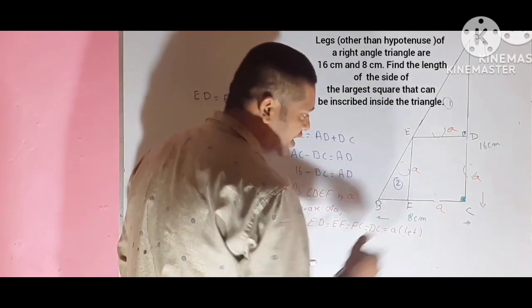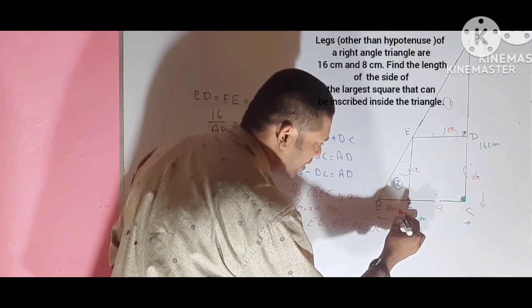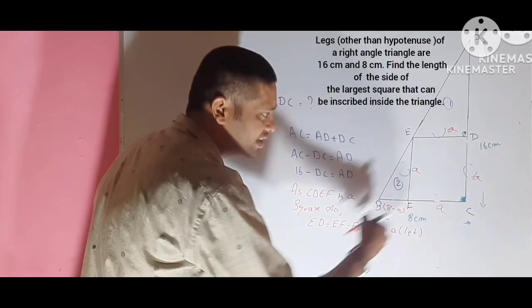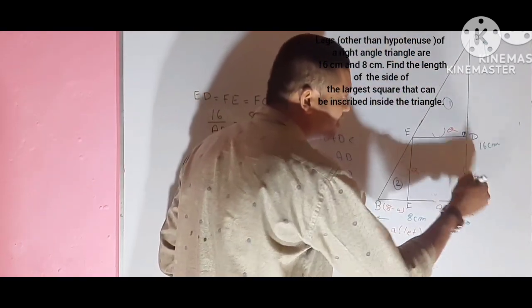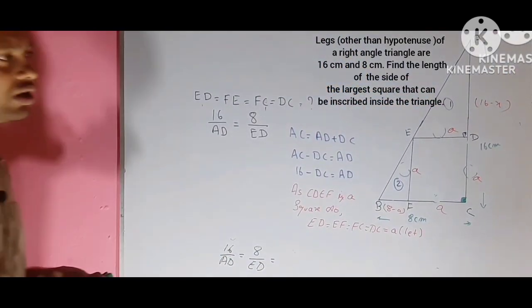Now in case this is A, how much will this be? Total is 8, so this will be 8 minus A. Total is 8, so this is A. This is 16 total. If this is A, this will be 16 minus X. Right answer. We understood this one.